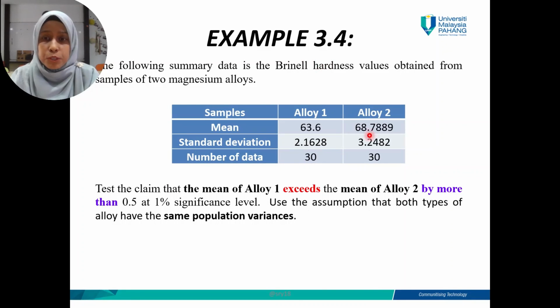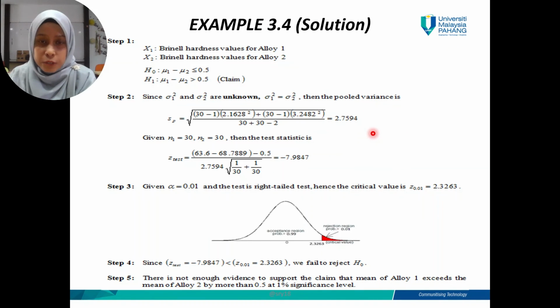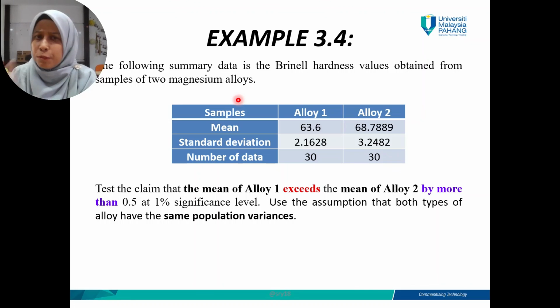Please read on example 3.4. There's a solution given to you in your slide notes. Before you look at the solution of example 3.4, why don't you try to solve this on your own, and then look at the solution. But maybe I need to discuss the claim. Here, the claim says that the mean of alloy 1 exceeds the mean of alloy 2. So, mu1 greater than mu2, but by more than 0.5.